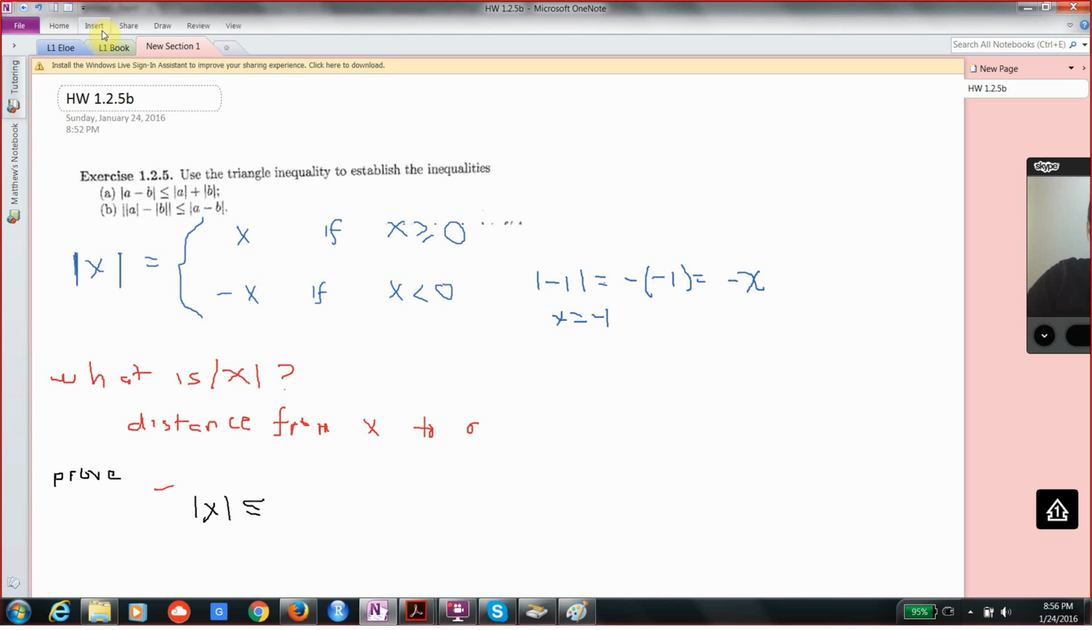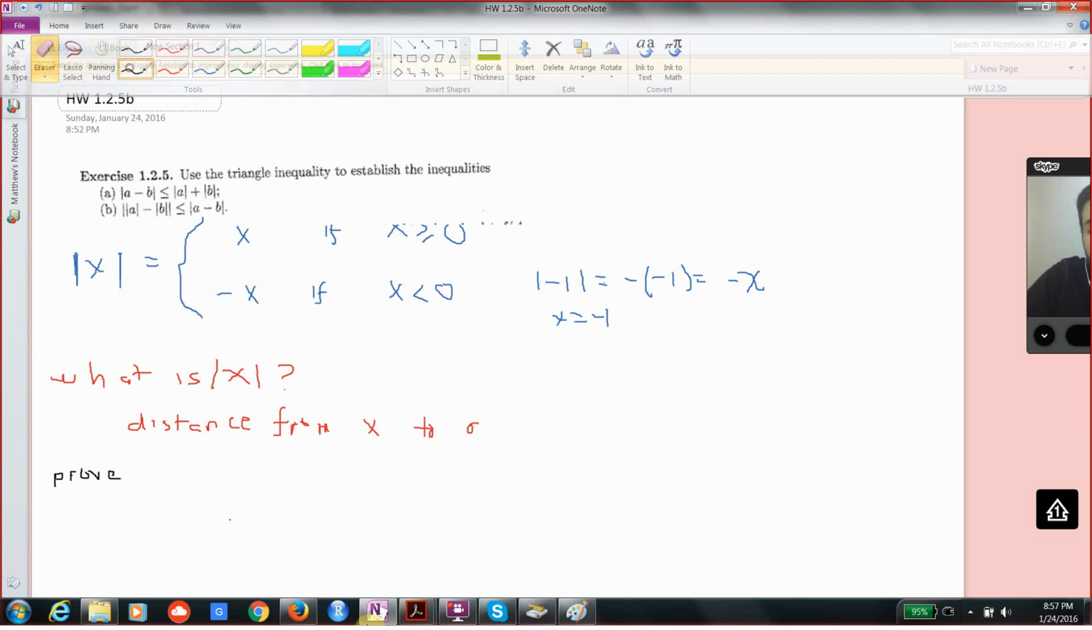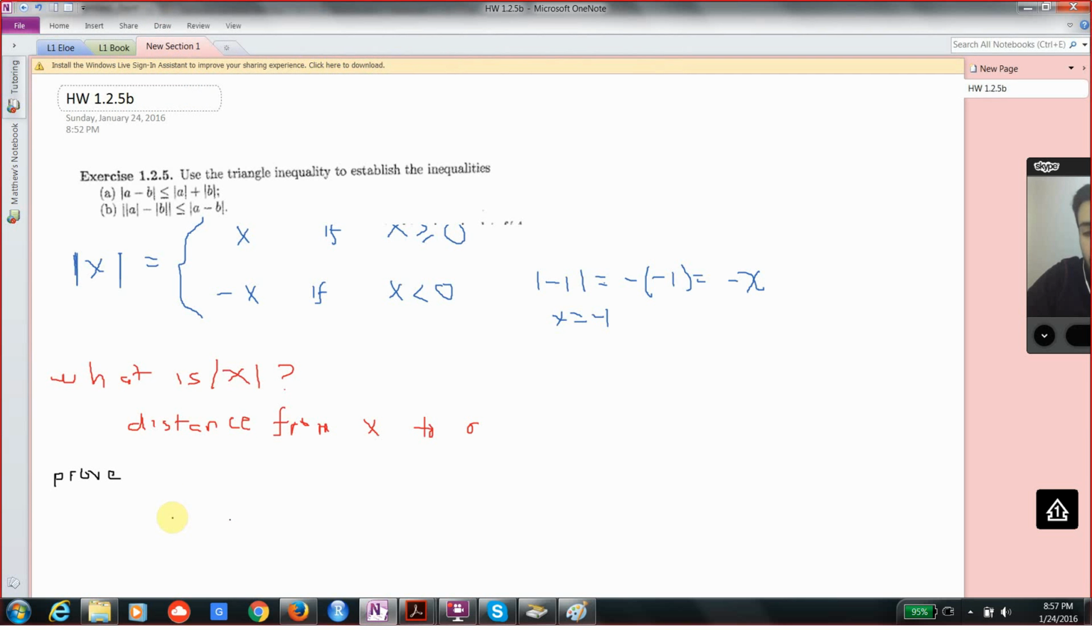I'm sorry, let me do it this way. Actually, I want to back up. So now we are not solving A or B. We're just dealing with one thing right now, just trying to understand it. So this is the first thing we want to prove: x is always between the negative of the absolute value and the positive of the absolute value.